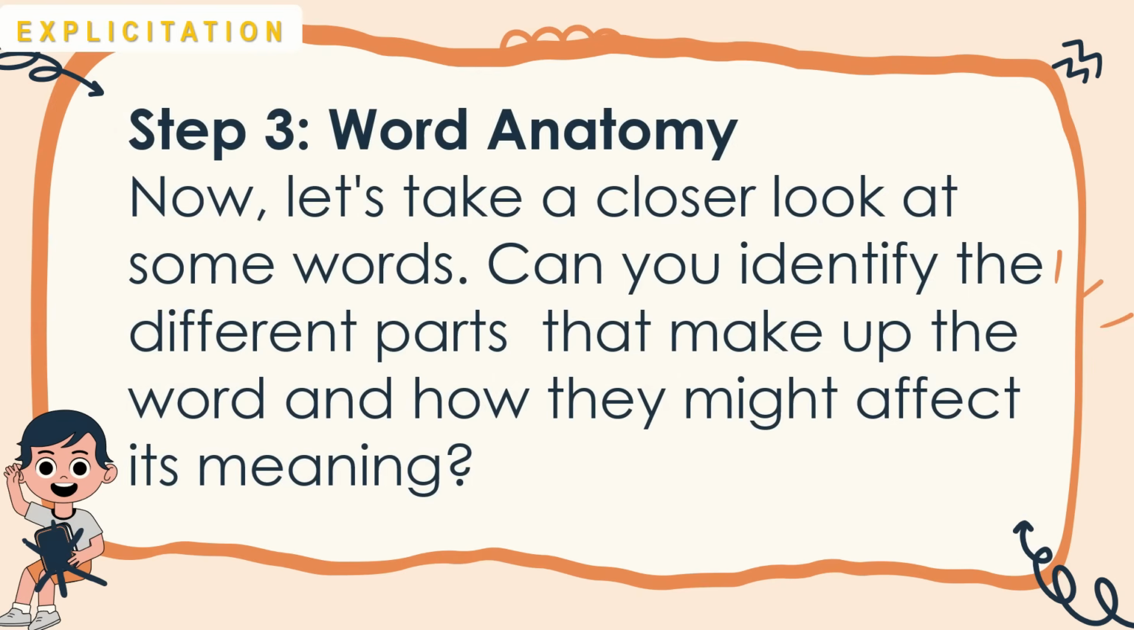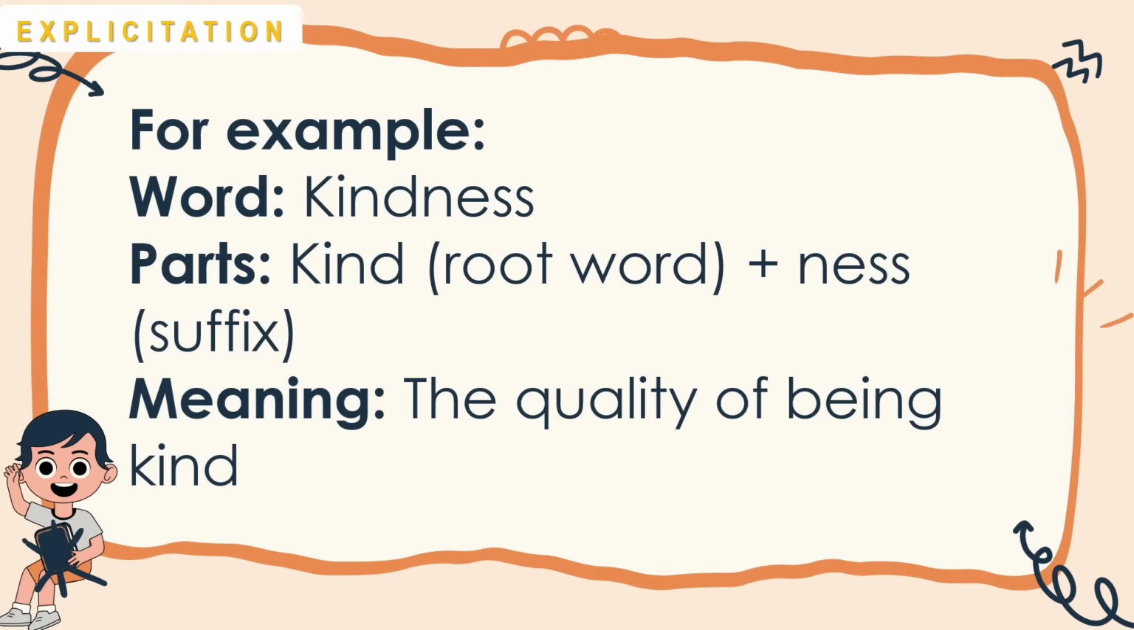Step 3, Word Anatomy. Now, let's take a closer look at some words. Can you identify the different parts that make up the word and how they might affect its meaning? For example, the word kindness. Parts: kind, the root word, plus ness, its suffix, meaning the quality of being kind.